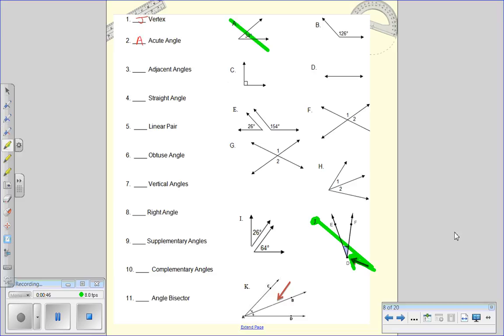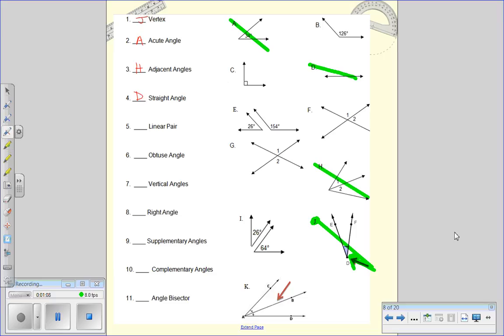Adjacent angles, these are angles that are directly next to each other. They share a common side and a common vertex. That is going to be H. Straight angle makes a line, and so our line is D.